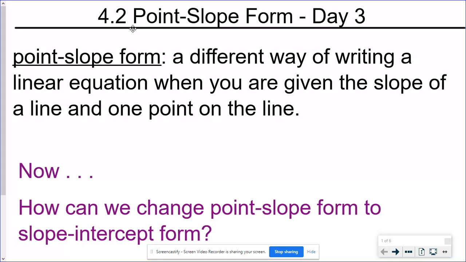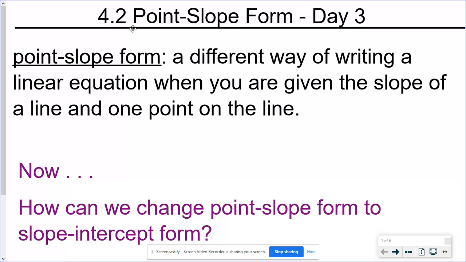The new thing that we're going to be doing today, because remember, so far I've given you a point and a slope, and you just write it in point slope form. I've given you 2 points. You find the slope, you write it in point slope form. Today, we're going to be taking that knowledge that we have, writing an equation in point slope form, and then we're also going to change it into slope intercept form.